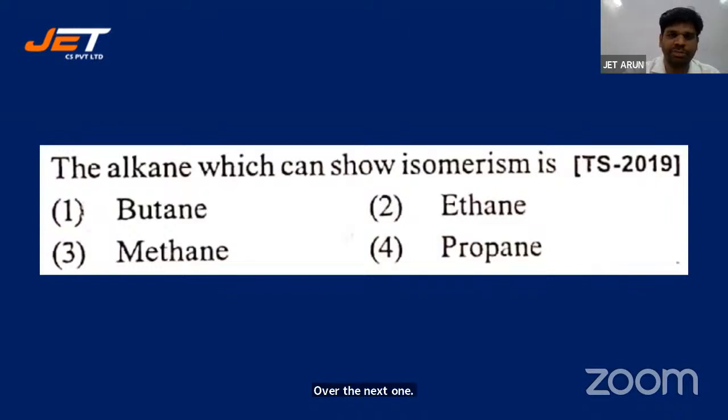The alkane which can show isomerism is butane, ethane, methane, propane, which can show isomerism. Okay, butane, ethane, methane, propane. Methane is definitely ruled out. Ethane ruled out.